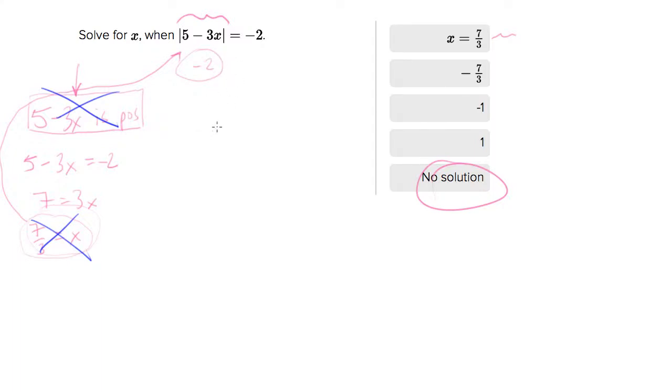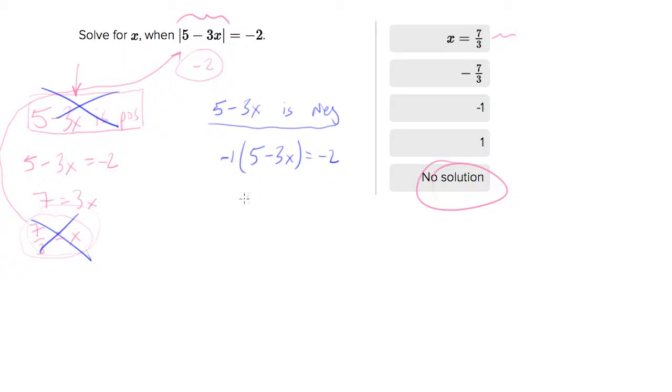Now, there's also another universe that you need to solve. So let's say 5 minus 3x is negative. If you solve in that universe, what does the absolute value sign do if it's negative? Well, it makes things positive. This is the same as multiplying by -1. So let's do this. -1 times 5 minus 3x equals -2.